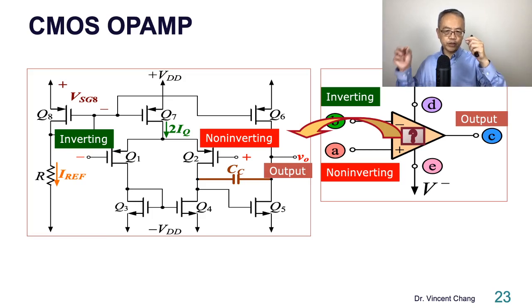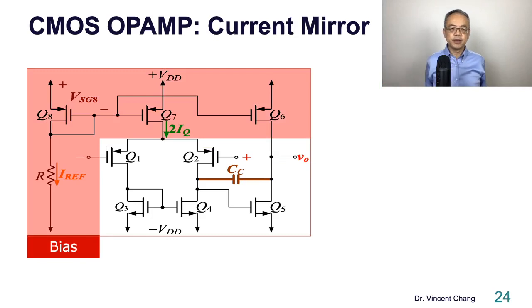Three terminals: differential input, non-inverting, inverting. The gate terminals of the 2 transistors, Q1 and Q2, serve as the input terminals. The one on the right, the VO part, is the output terminal, differential input and single-ended output. The CMOS OPAMP is a 2-stage design. The red block represents the bias circuit to establish a constant DC current, and there are 2 so-called current mirrors within this red block.